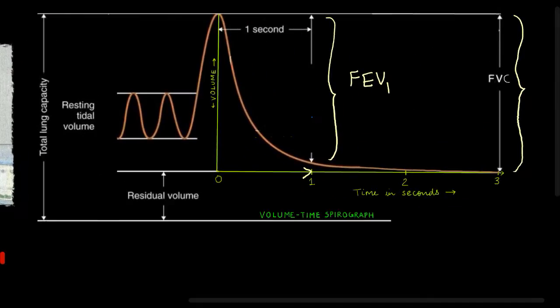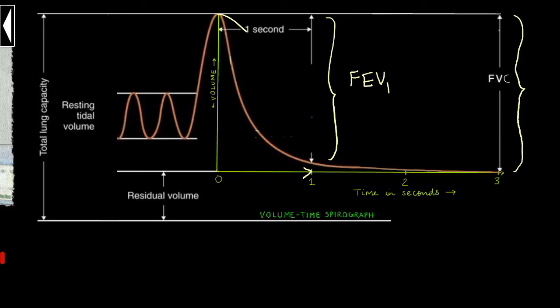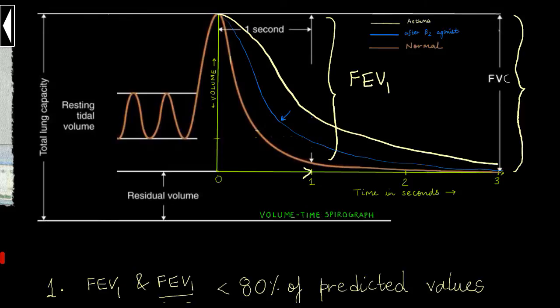Let's zoom this graph. Let's say that these are the values of patient. So you can see that FEV1 and FEV1/FVC ratio decreases. After this reading, a beta 2 agonist which relaxes the airway is given to the patient, and after 15 minutes another reading is taken. You can see that the curve comes towards the predicted reference curve.